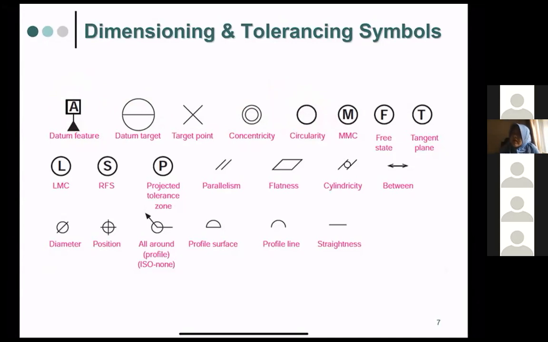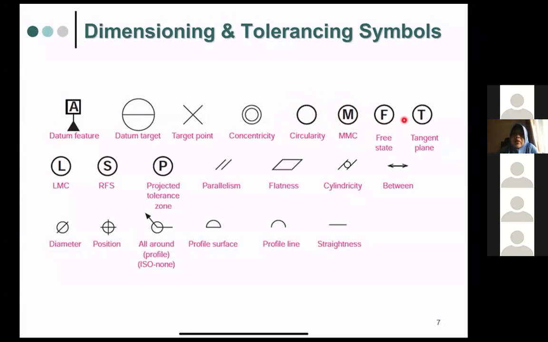keterbulatan, yes. Because sometimes the part that is made is not really round. So in order to make sure that it is round, it's circular, there is a symbol called circularity. This M is called maximum material condition. I'm going to explain it to you after a few slides.